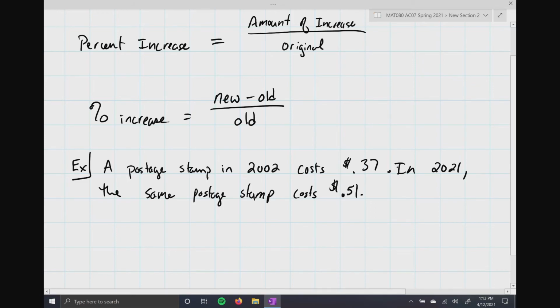All right. So a postage stamp in 2002 cost 37 cents. In 2021, the same postage stamp cost 51 cents. Calculate the percent, or how about the percentage increase? So here's what we know.